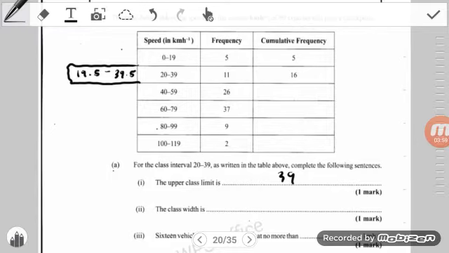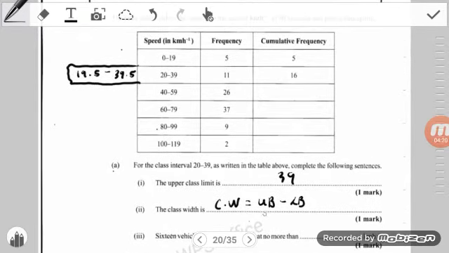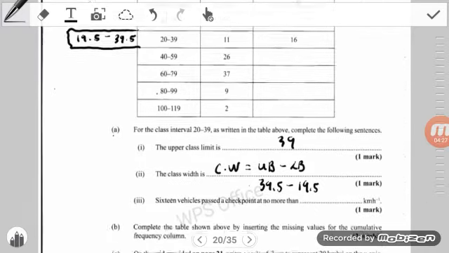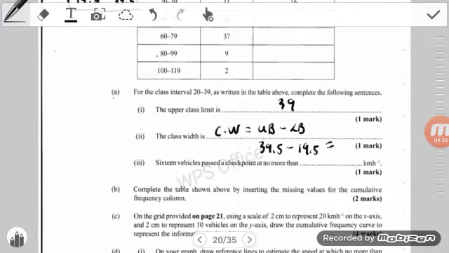So what that means for us is that the class width is equal to the upper bound minus the lower bound. The upper bound of that class is 39.5 and the lower bound is 19.5, and so this is equal to 20. So the width of the class is 20.